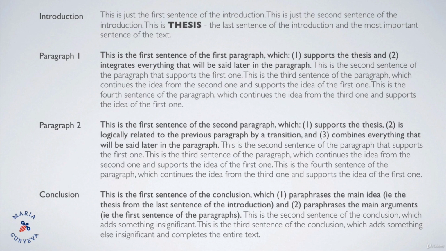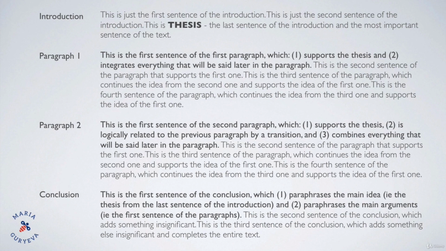So let's have a look at this fake paragraph. This is the first sentence of the first paragraph, which, number 1, supports the thesis, and number 2, integrates everything that will be said later in the paragraph. This is the second sentence of the paragraph that supports the first one. This is the third sentence of the paragraph, which continues the idea from the second one and supports the idea of the first one. So you see, there also has to be the connection between the sentences.